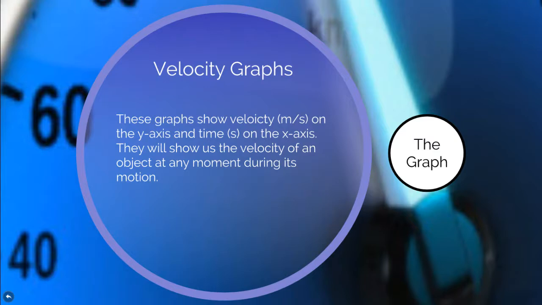Then we'll talk about velocity graphs. These graphs show a velocity, which is measured in meters per second on the y-axis, and time, measured in seconds, on the x-axis. They'll show us the velocity of an object at any given moment during its motion.